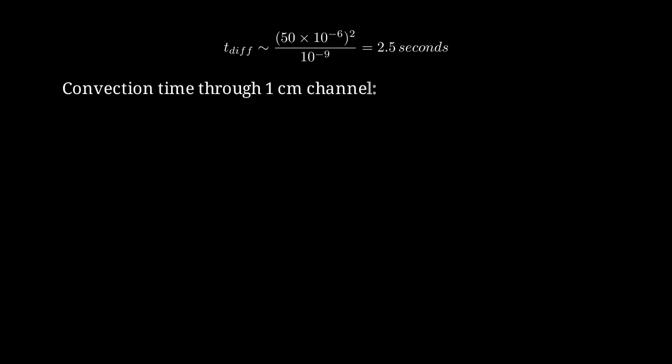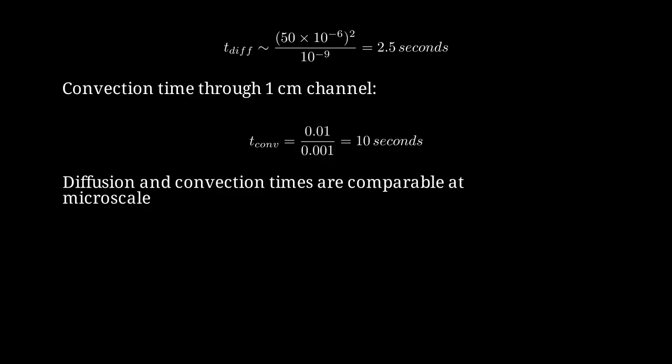Compare this to the convection time through a 1 centimeter long channel. At 1 millimeter per second velocity, this takes 10 seconds. At the microscale, diffusion and convection times become comparable, which never happens in everyday life.